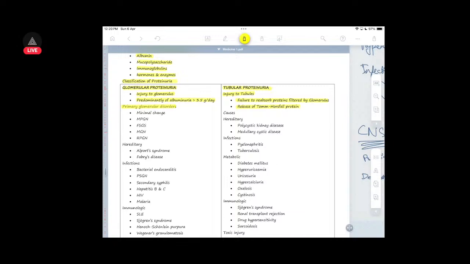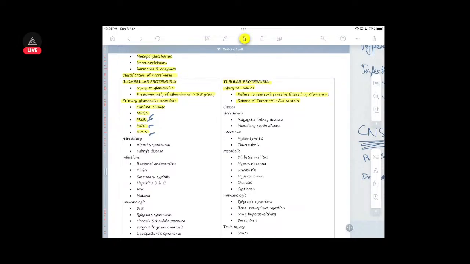Primary glomerular diseases: you have minimal change disease, MPGN, FSGS, MGN, and RPGN. MPGN is membranoproliferative, FSGS is focal segmental, and RPGN, I forget exactly, is rapidly progressive. Okay, then moving on.